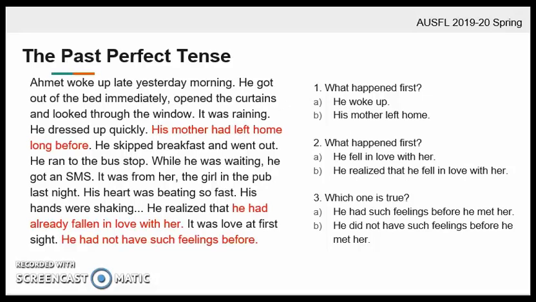Let's go back to our story. Now we have some more additions. Please read the story again by paying closer attention to the sentences in red, and then answer the questions. Now you can pause the video.